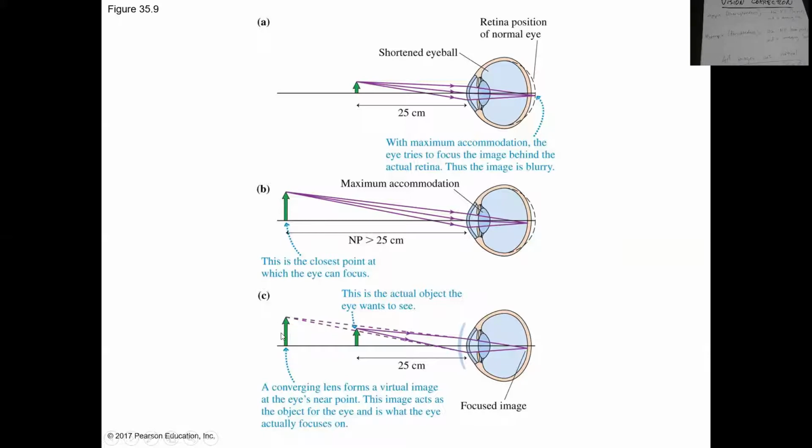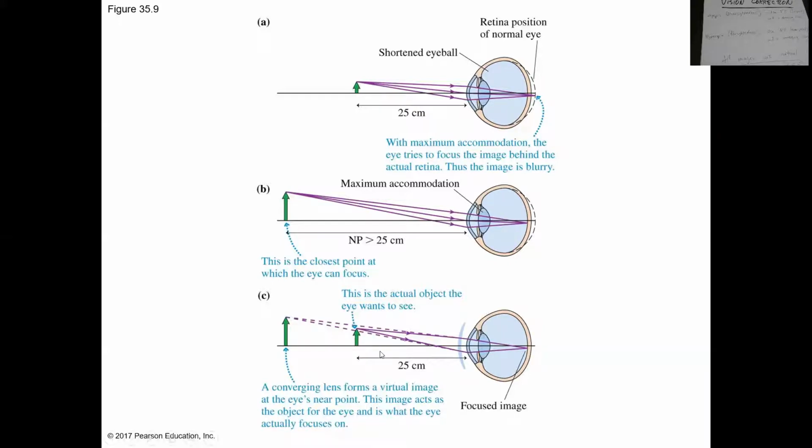The whole idea is to take whatever it is you're looking at and produce an image of it at the near point of the far-sighted person, because this person's eyeball is able to focus an image of an object that's at the near point. So once again, to correct farsightedness, take the object that you want to look at, put it 25 centimeters from the person's face, which is a normal person's near point, and have a converging lens produce a virtual image which is out at the actual near point of the far-sighted person.